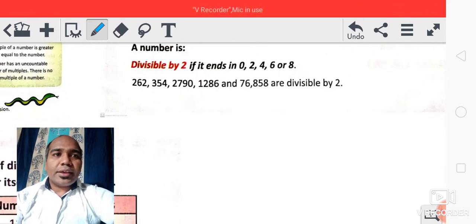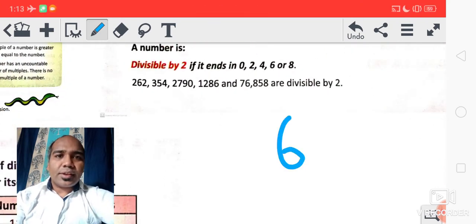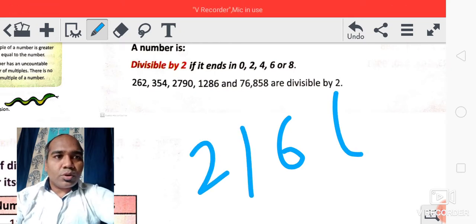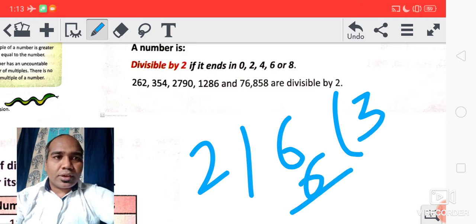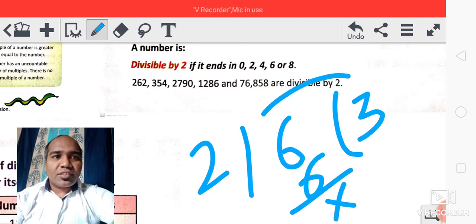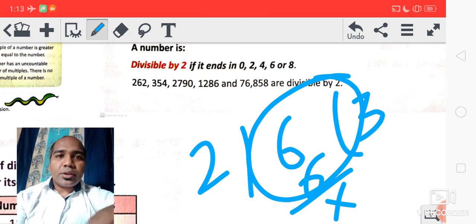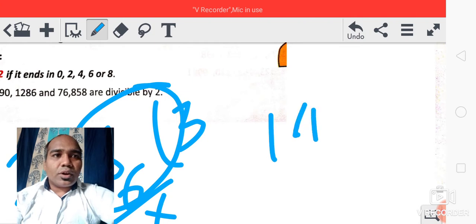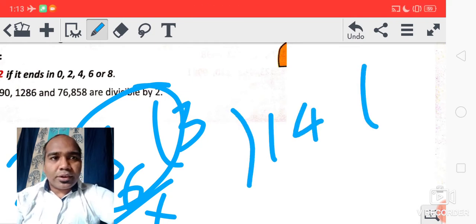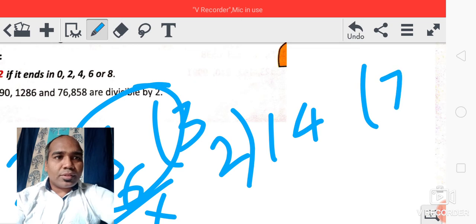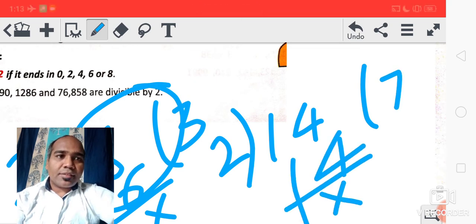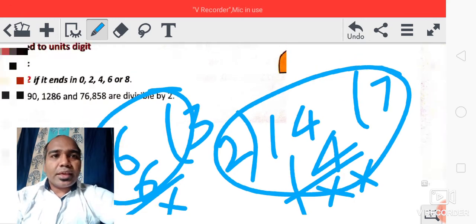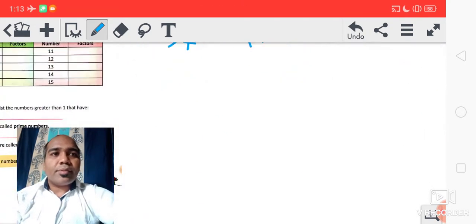Suppose I take 6, is it divisible by 2? We'll check by dividing. We'll divide by 2. 2 3s are 6. Yes, it is getting divisible. So 6 is divisible by 2. Suppose I ask you, 14, is it divisible by 2? We'll divide it. 2 7s are 14. We are dividing and saying yes, it is divisible by 2. But without dividing, can we say whether any number is divisible by 2 or not?